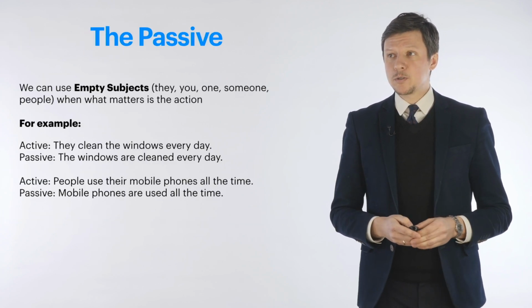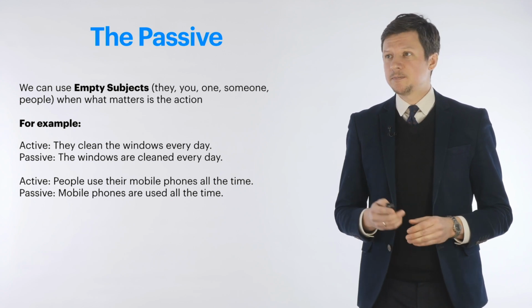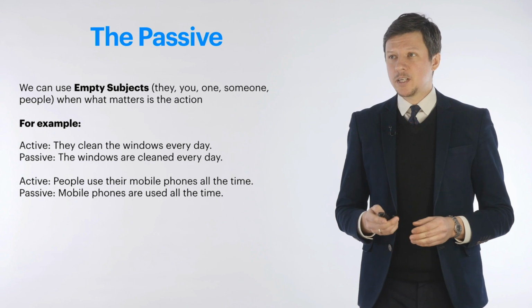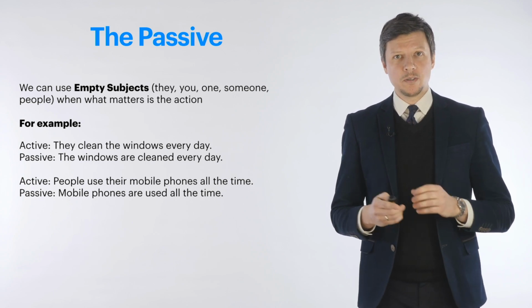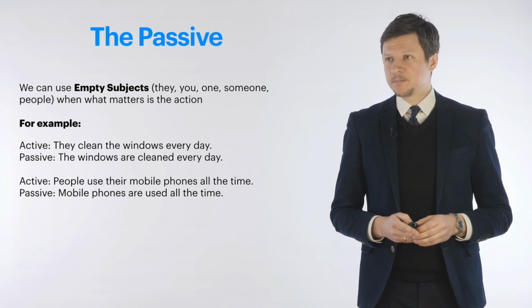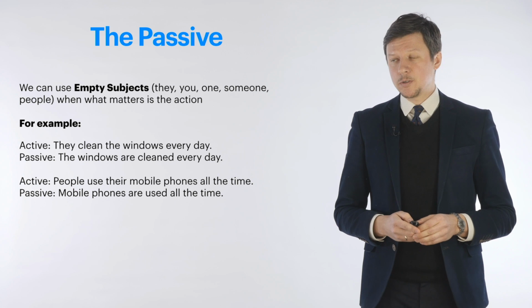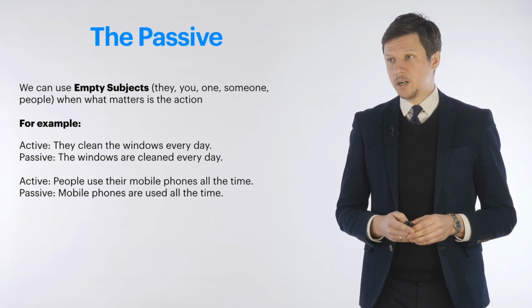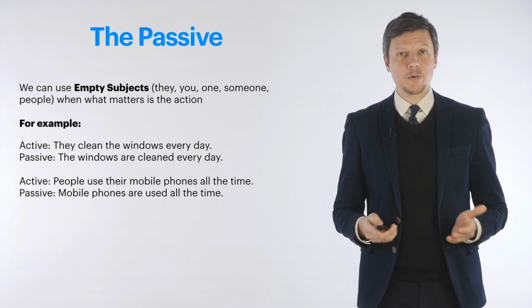We can also use empty subjects. Empty subjects are they, one, someone, people. We use these when the action matters, not who carries out these actions. In the active sentence, we say, they clean the windows every day. The passive variant is going to be, the windows are cleaned every day. Who cleans them? We don't know, or we don't care.